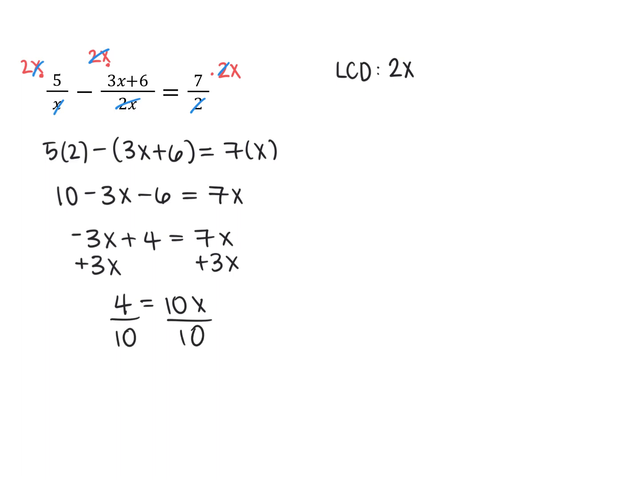Divide by 10, and 4/10 can simplify, so we get that x is 2/5. And in this case, the only thing that can make a denominator 0 is x equals 0, because the only way the denominator is 0 is if x is 0. And since 2/5 is not 0, there's no extraneous solution.